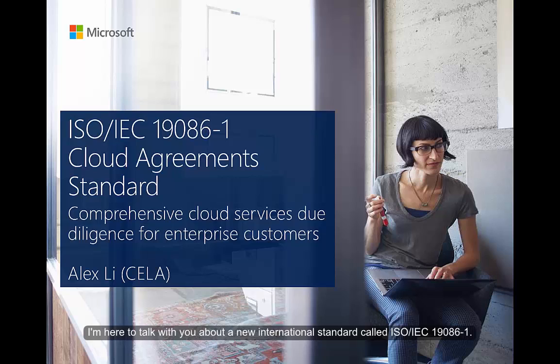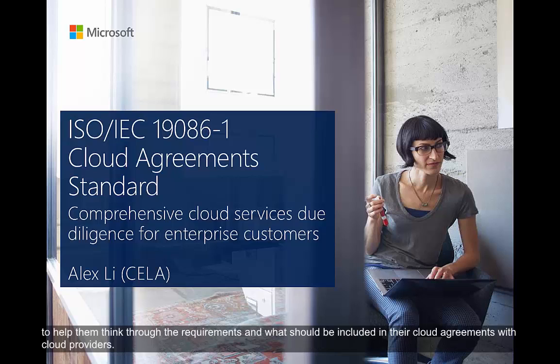I'm here to talk with you about a new international standard called ISO IEC 19086-1. It is a cloud agreement standard to be used by cloud customers to help them think through their requirements and what should be included in their cloud agreements with cloud providers.